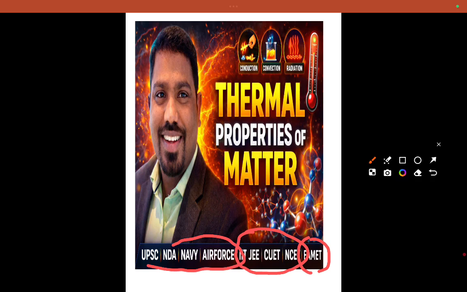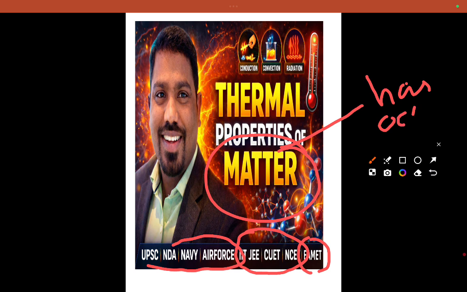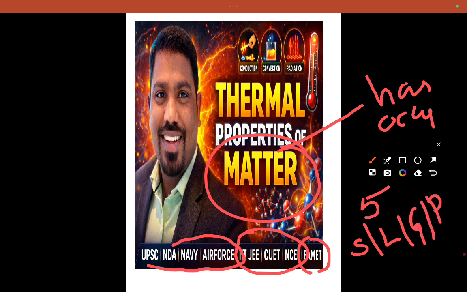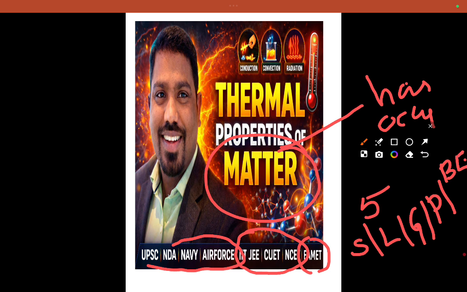So, as we know, what is matter? Matter is a phenomenon which has mass and occupies space. Matter has been classified into five different types, such as solid, liquid, gas, plasma, and Bose-Einstein condensed form. Like that, we have five different types of matter.